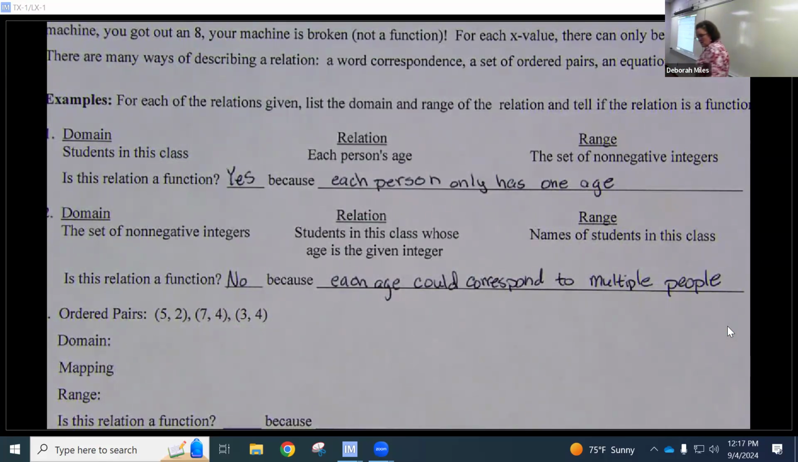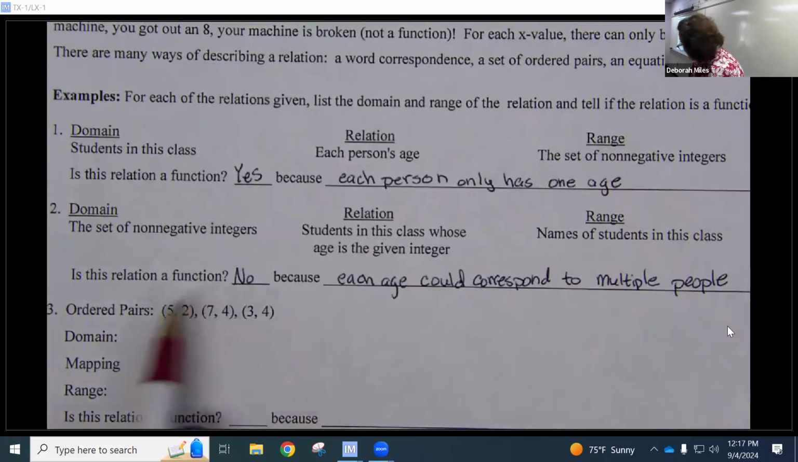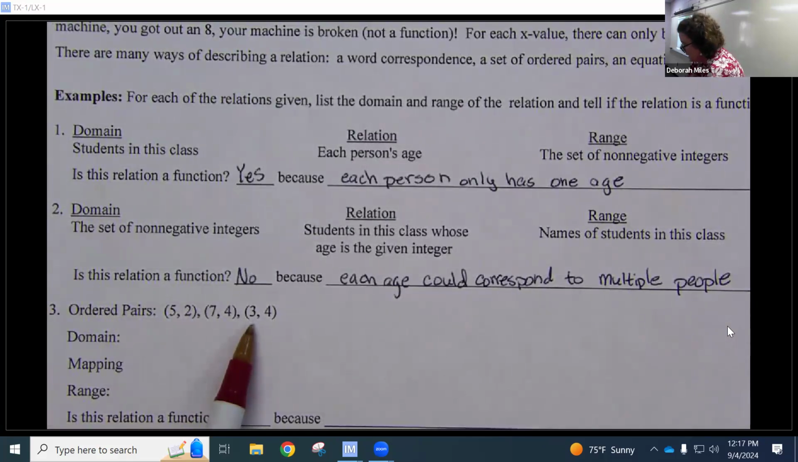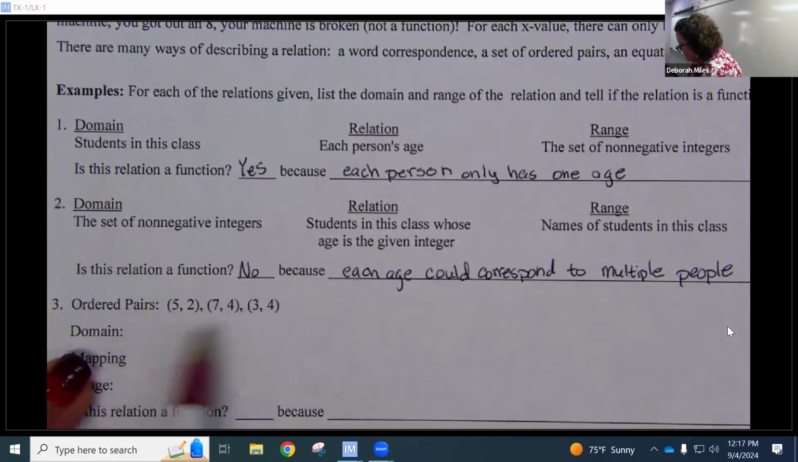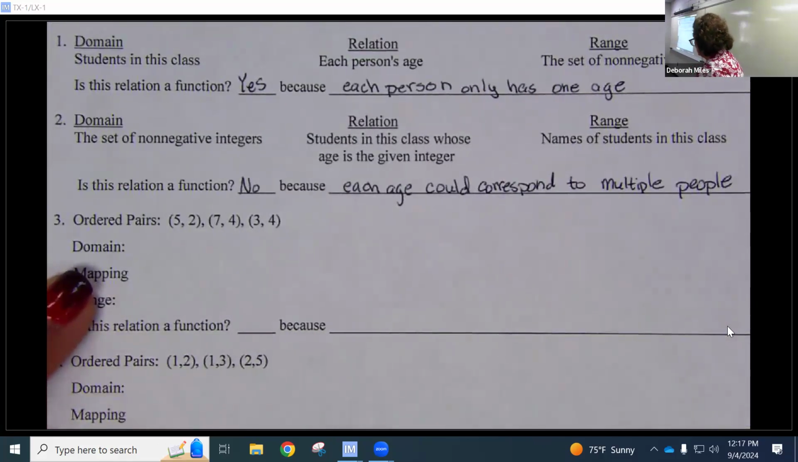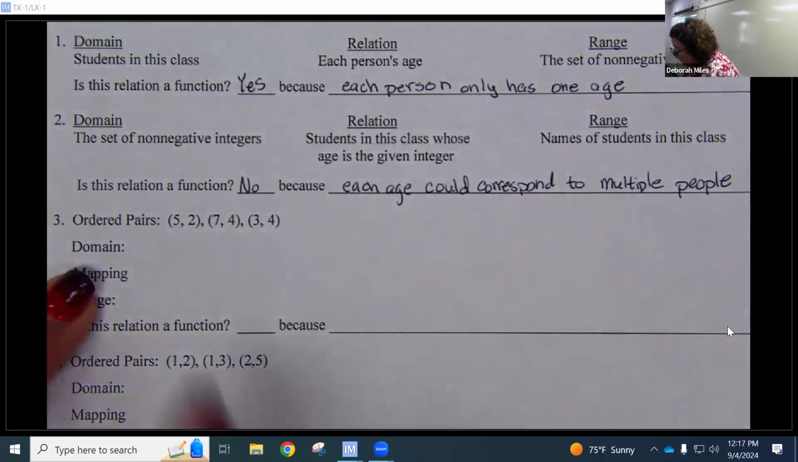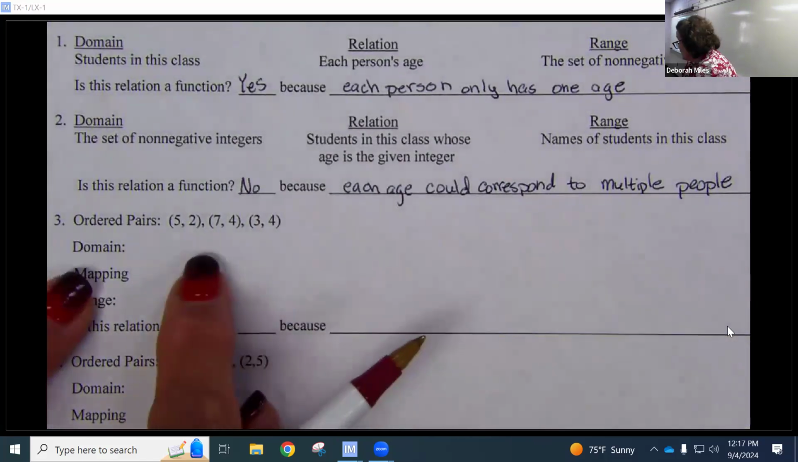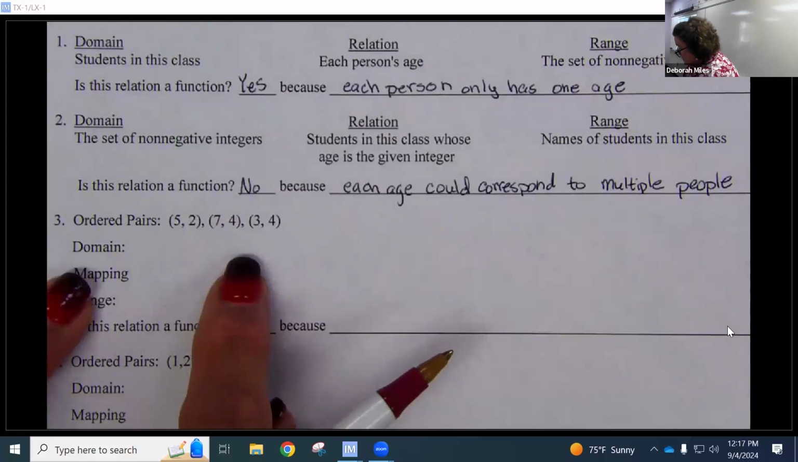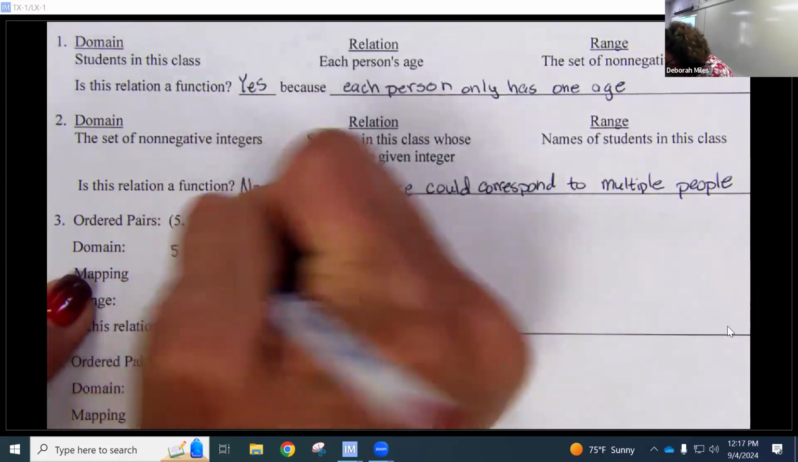Okay. The next three examples, I'm defining a relation to be a set of ordered pairs. So in number 3, how do you find the domain of this relation? What did we say domain meant? The x's for which the function is defined. Well, we only have 3 ordered pairs, and what x's do they have? 5, 7 and 3. That's the domain of that relation.